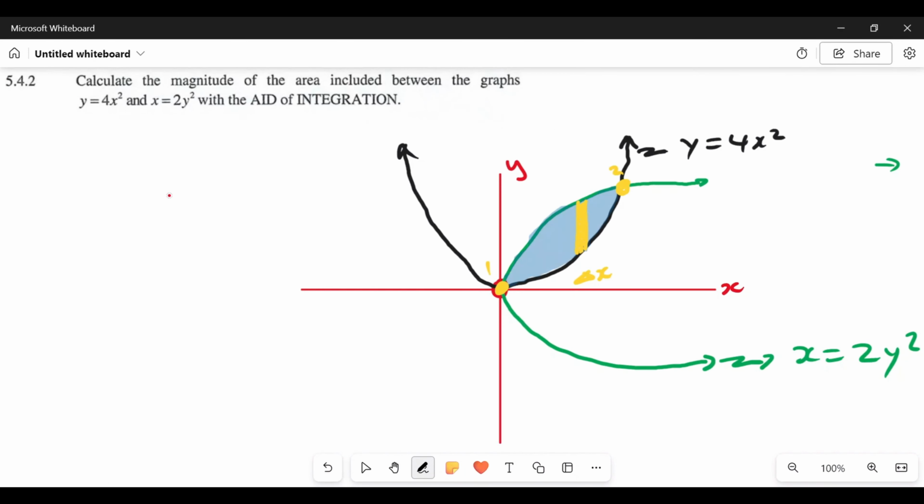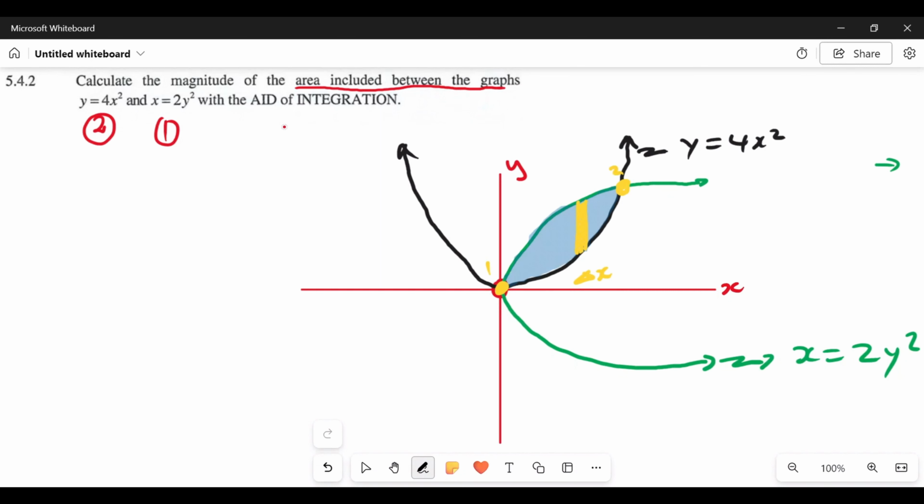Right, let's look at 5.4.2. They want us to calculate the magnitude of the area enclosed between these graphs here. Let's call this one graph number 2, and this one, let's call it graph number 1. So these are the graphs that we drew earlier with the aid of integration. So they want us to calculate the enclosed area between these two graphs with the aid of integration.